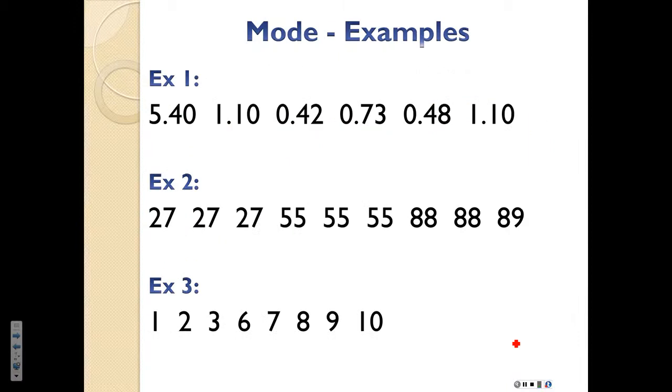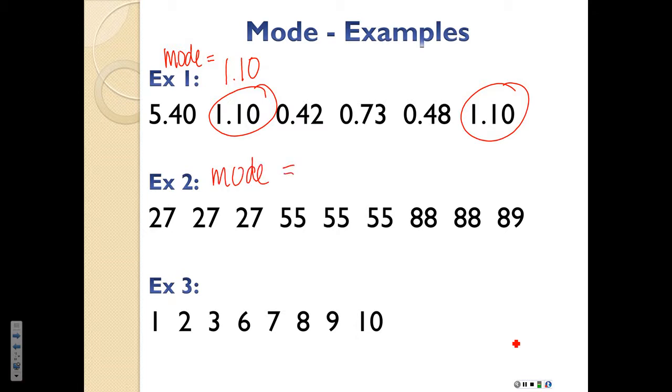Okay. Let's do some examples. So quickly look up here. In example 1, what's my mode? I actually want the answer. What's the number? 1.1. Yes, we all agree that 1.10 would be my actual answer for my mode. My mode equals that. Why? That number I have how many times? 2 times. Right.